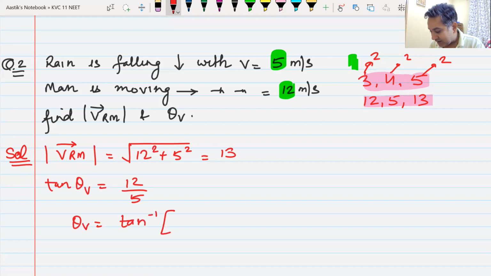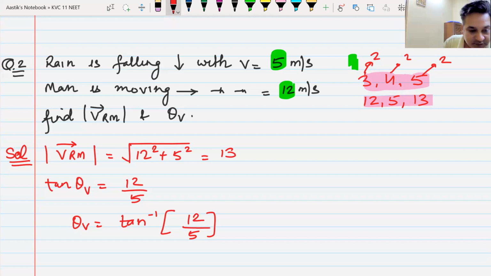Remember, they might write the answer like this. You are not math students, so I must also tell you that you can write it also this way: inverse angle of tan inverse of 12 by 5, and that finishes your class for today.